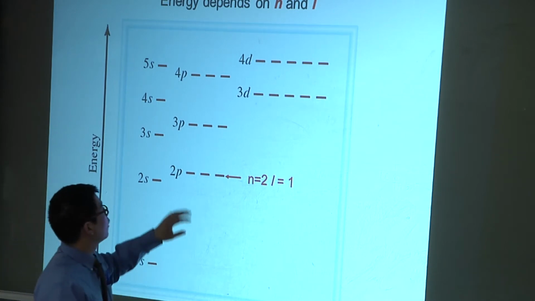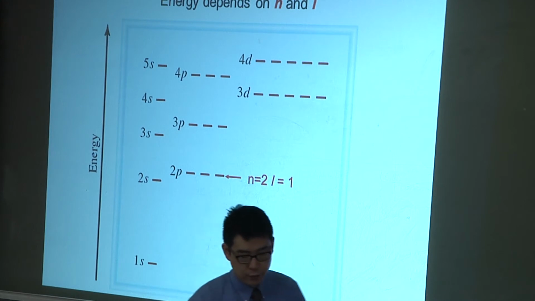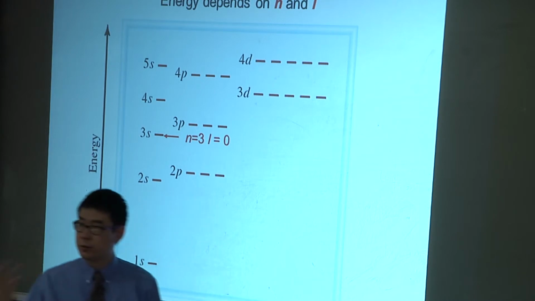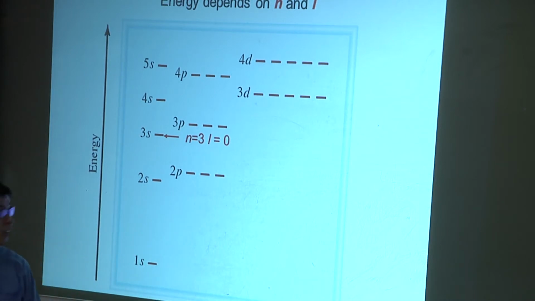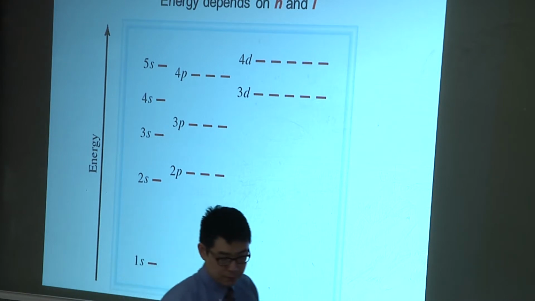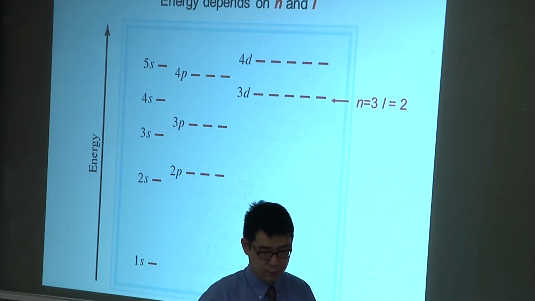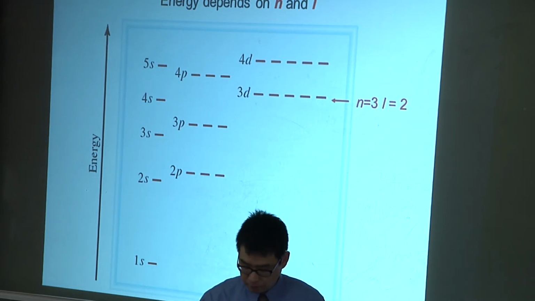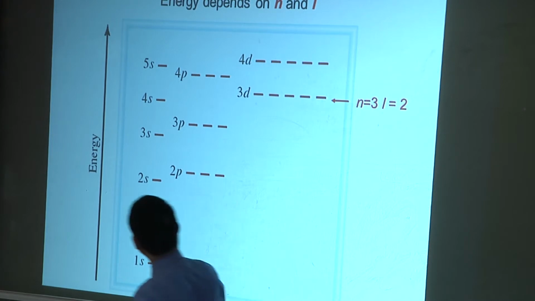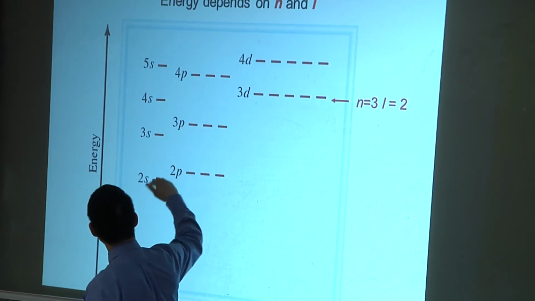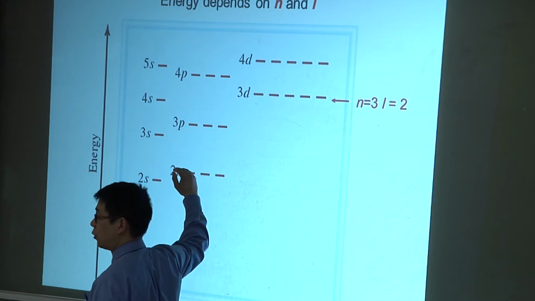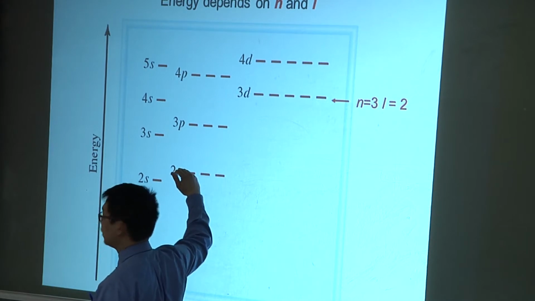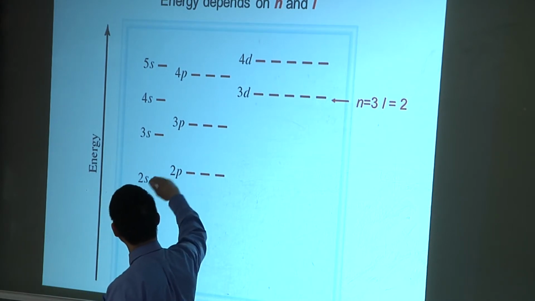And so what about 3s? 3s is going to be n equals 3, l equals 0. 3p is going to be n equals 3, l equals 1. And 3d is going to be n is 3, l is 2, and so on. And so what you'll notice is that as l goes up, the energy of the orbital, or the energy of the electron that would be sitting in that orbital, goes up a little bit. The big jump comes from 1 to 2. A little jump comes from s to p.